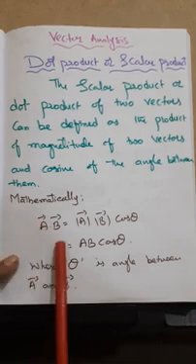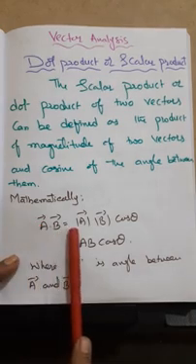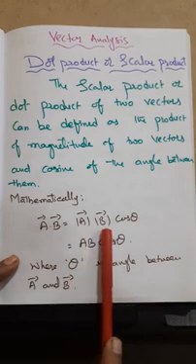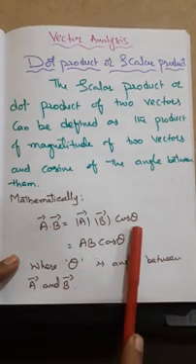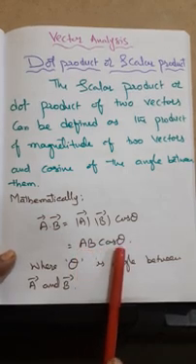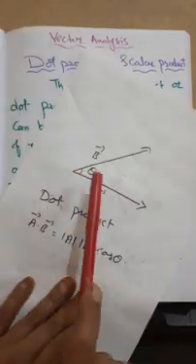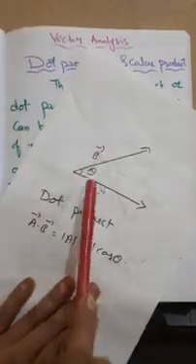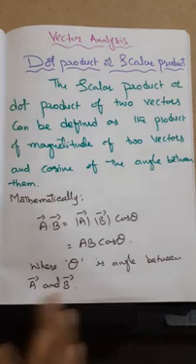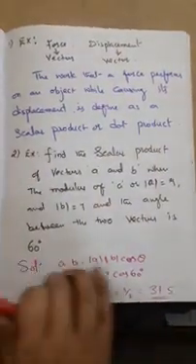So mathematically this can be written as A dot B is equal to modulus of A, modulus of B, cosine of the angle theta. Simply, this can be written as AB cos theta, where theta is the angle between the vectors A and B. Now I will give some examples for the dot product.